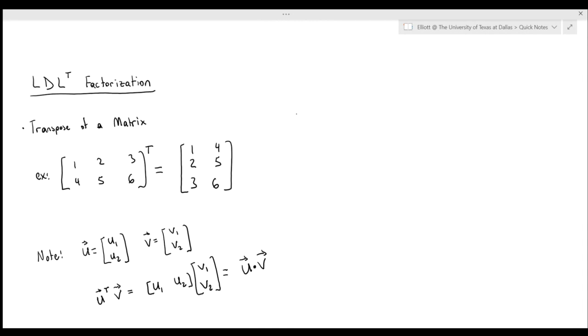So this is one of the reasons why transpose is important, because it captures the dot product within the operator of transposing, if you will. Or at least you've got this connection between transpose and dot product. And inasmuch as the dot product is important, the transpose is also important.